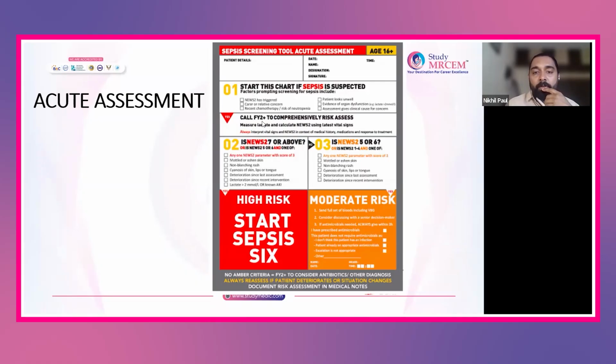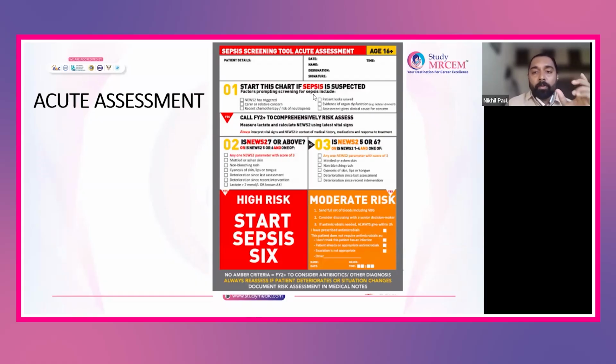Or there is a carer or a relative concern, or recent chemotherapy, or there is a risk of pneumonia, or the patient looks unwell to you, or there is evidence of organ dysfunction. For example, there is a lactate which was done in the previous hospital and which is more than 2, and the assessment gives a clinical cause for concern. So if any of these are present, then that is a trigger for screening.